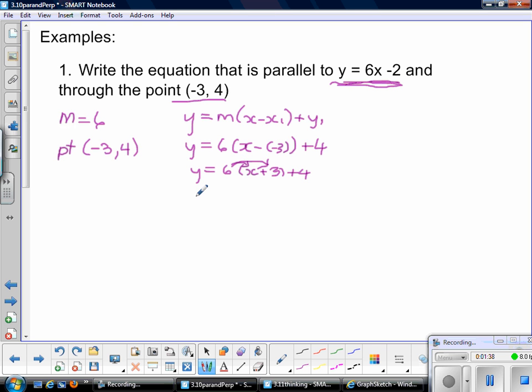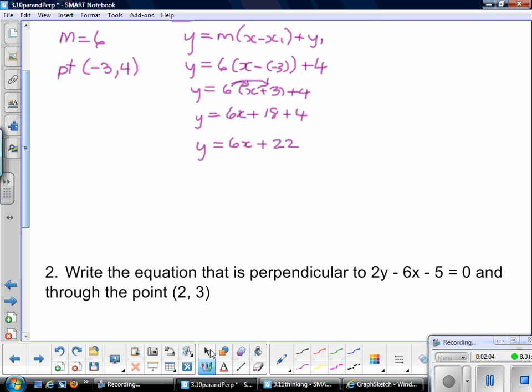We now need to distribute that 6 into the bracket to both terms. So I end up with y equals 6x plus 18 plus 4. And now combining like terms, y equals 6x plus 22. Okay, so that really wasn't that bad. So let's try the next one.